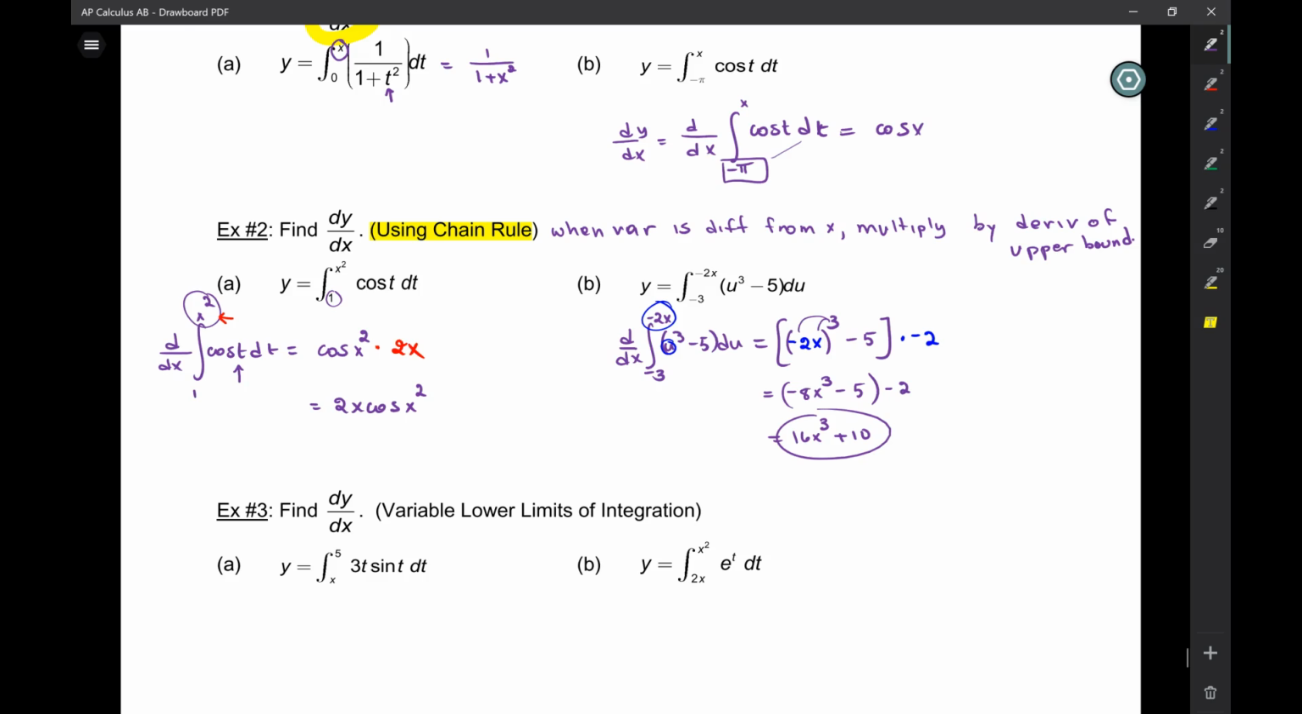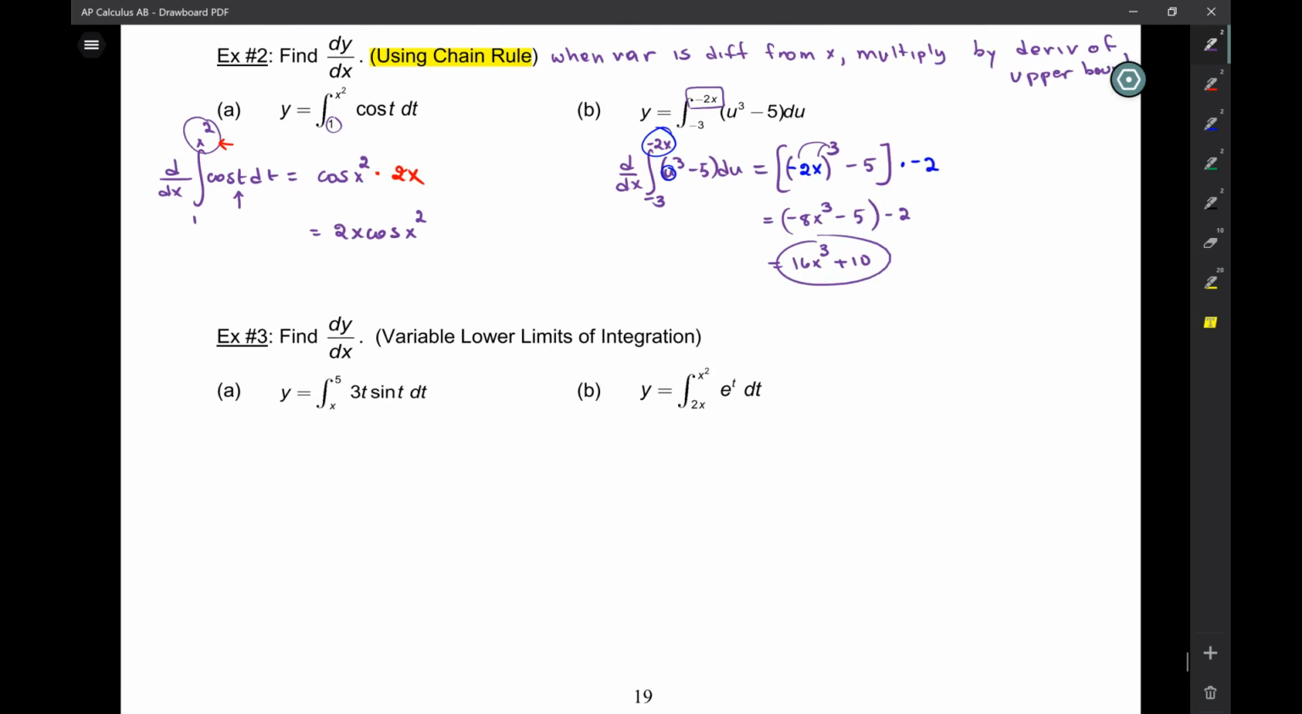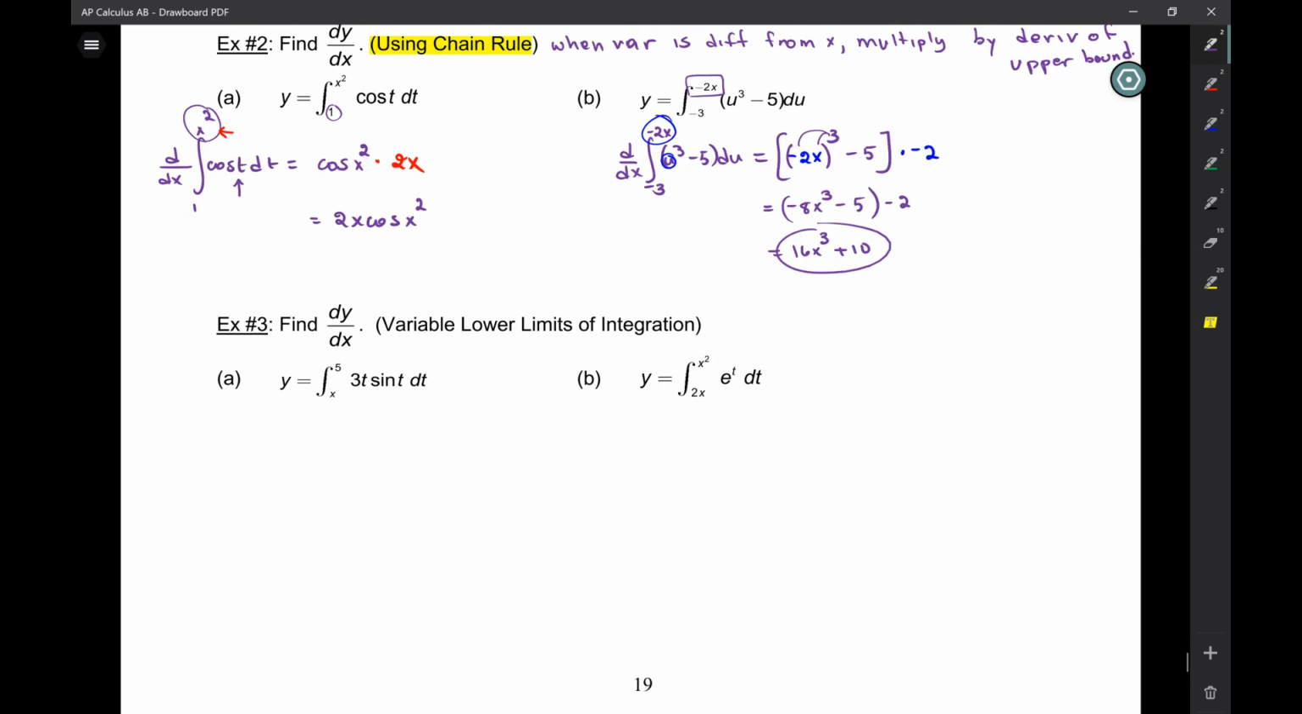Because it's the chain rule. When this is a number other than x, when it's not x, it's something else with x, you have to multiply by the derivative of that. And the derivative of negative 2x is negative 2. Okay, now look at what's different here.